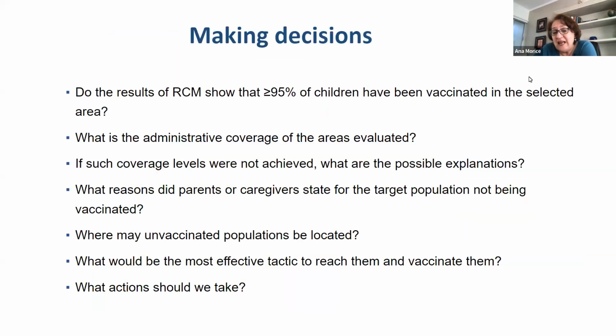If the coverage levels were not achieved, what are the possible explanations? What did the parents or caregivers state for the target population not being vaccinated? Are there other unvaccinated population located close that we need to go to? What would be the most effective tactic to reach them? And finally, what actions should we take?